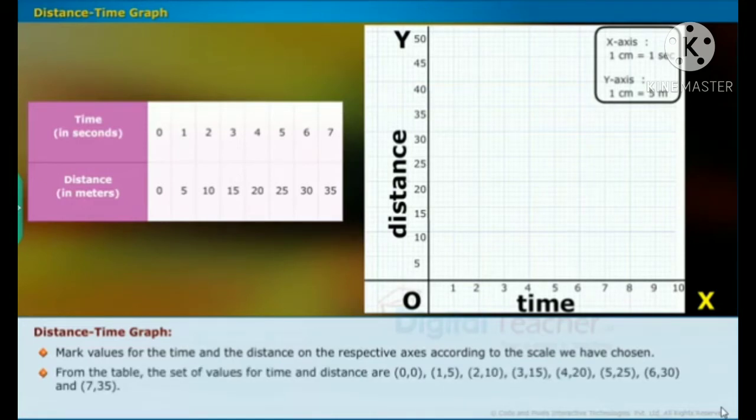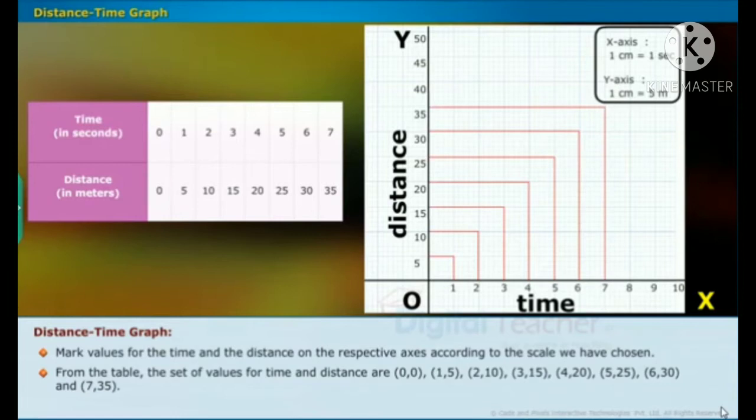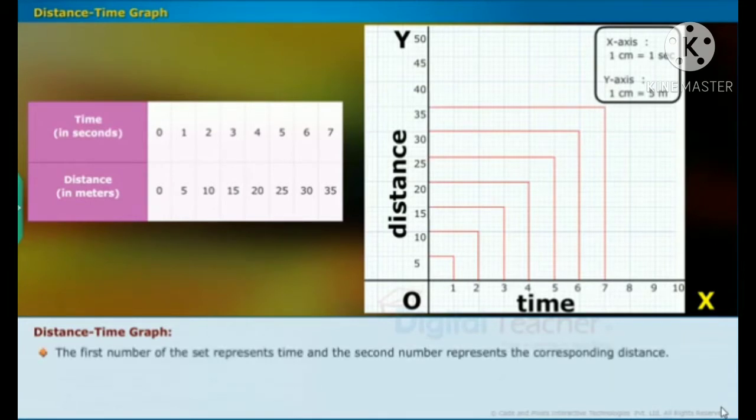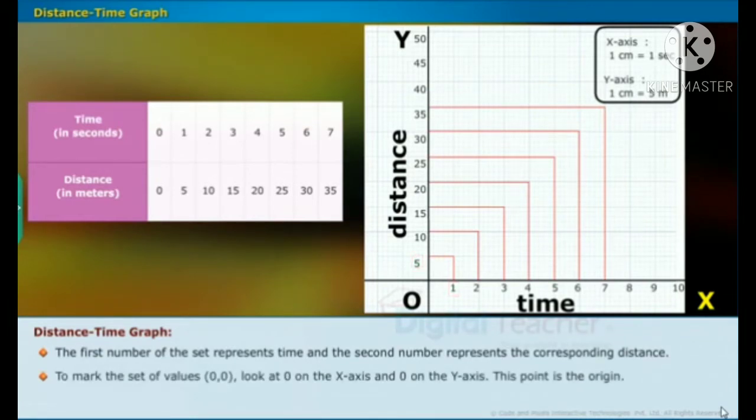From the table, the set of values for time and distance are (0, 0), (1, 5), (2, 10), (3, 15), (4, 20), (5, 25), (6, 30), and (7, 35). The first number of the set represents time and the second number represents the corresponding distance. To mark the set of values (0, 0), look at 0 on the x-axis and 0 on the y-axis. This point is the origin.